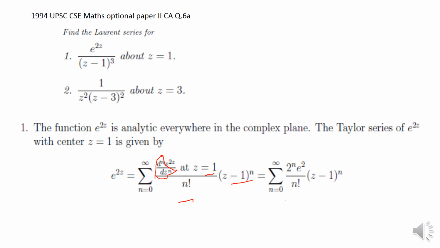This is e to the power 2z, and the function is e to the power 2z upon (z minus 1) cube. So here we can just write this term, the (z minus 1) cube is not there yet. We differentiate it n times. So this becomes 2 to the power n e to the power 2z. But when we put z is equal to 1, it becomes e square upon factorial n into (z minus 1) to the power n. So I hope this is clear. The only thing is, we have differentiated it n times and put the value of z as 1.